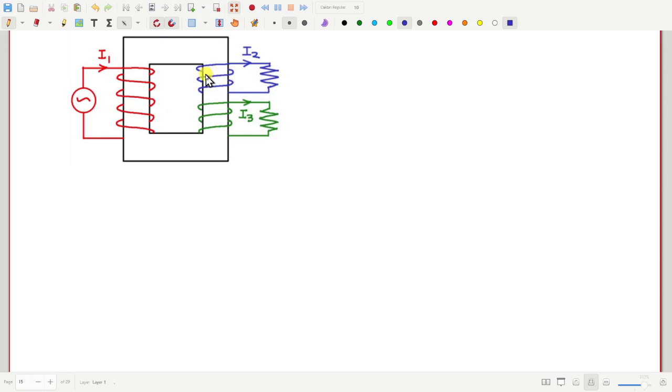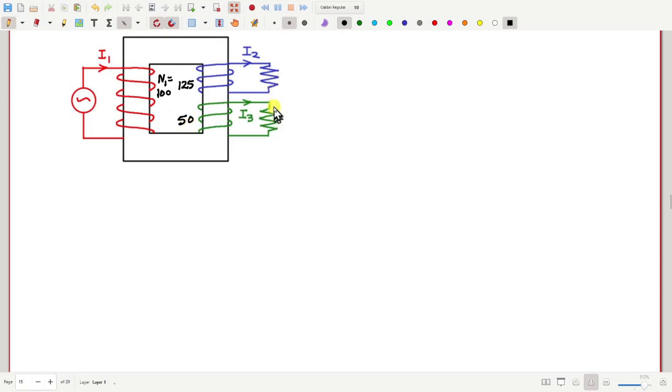Now the number of turns for these 3 coils are given as N1 equal to 100. This is N1. Then N2, this blue one, is 125 turns, and green N3 is equal to 50. What else is given?